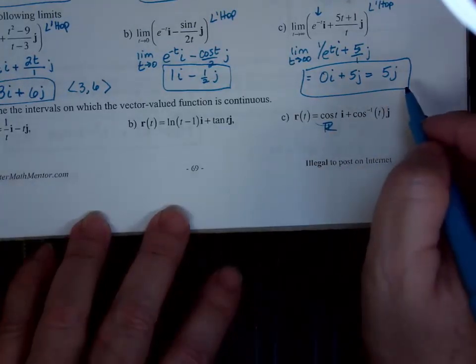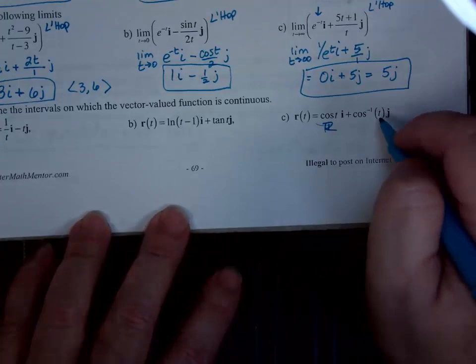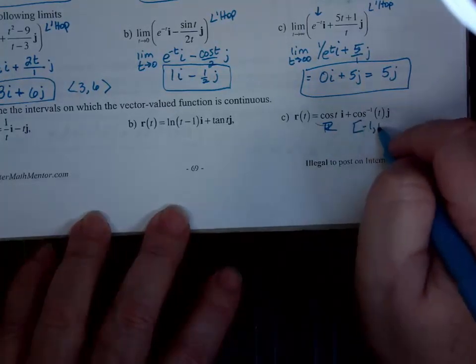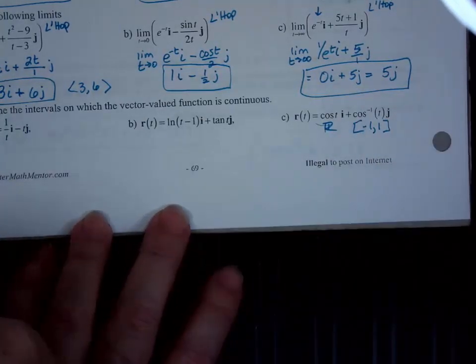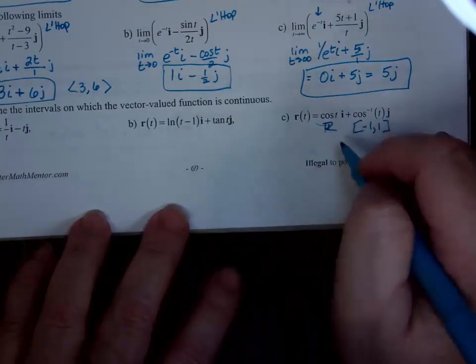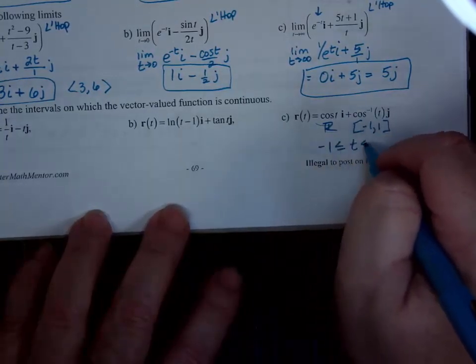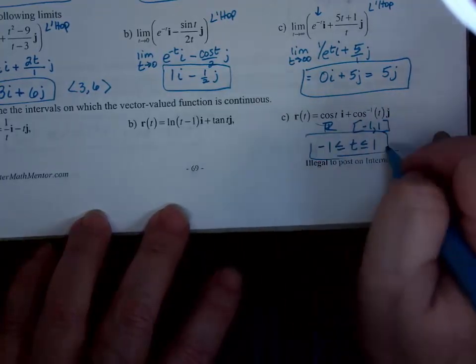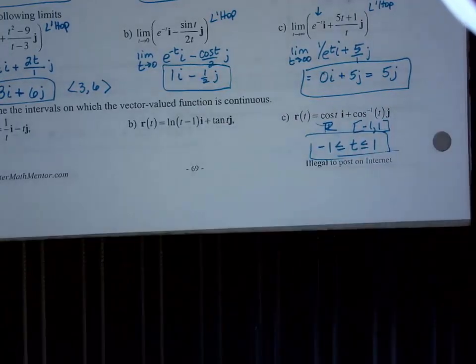What about cosine inverse? That is back to the -1 to 1. We talked about that earlier. The domain of cosine inverse is the range of cosine, which is -1 to 1. So this thing is going to be continuous between -1 and 1. Okay. So I believe the homework doesn't ask specifically for domain questions. It does ask for continuity questions, which is done basically the same way. Are we good? All right, let's move on to the next page.